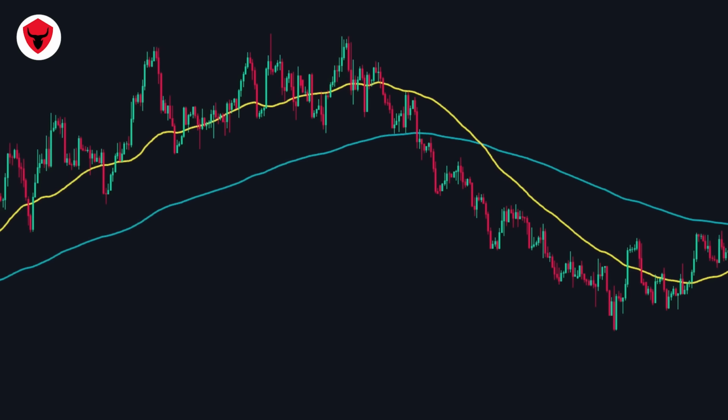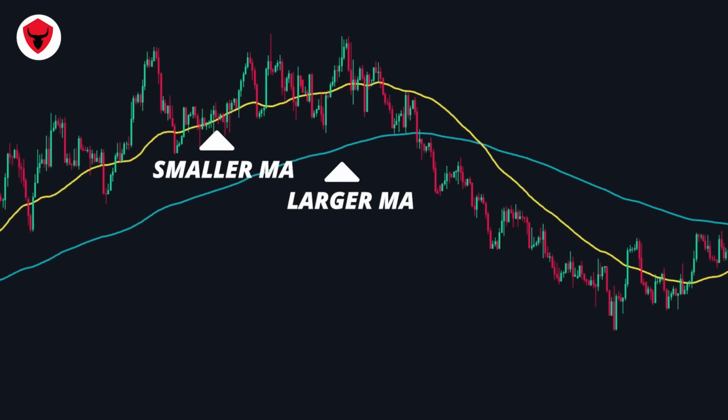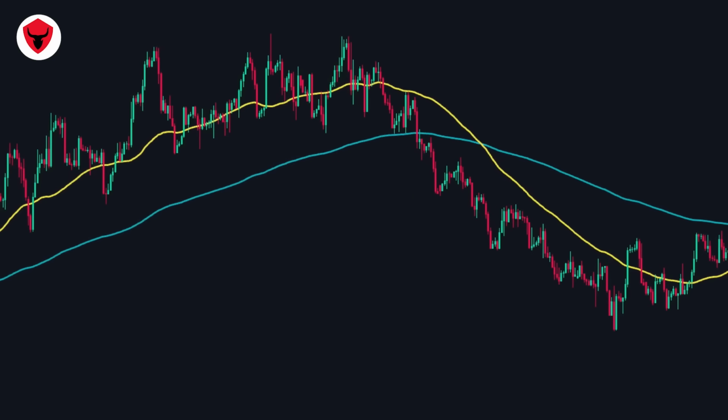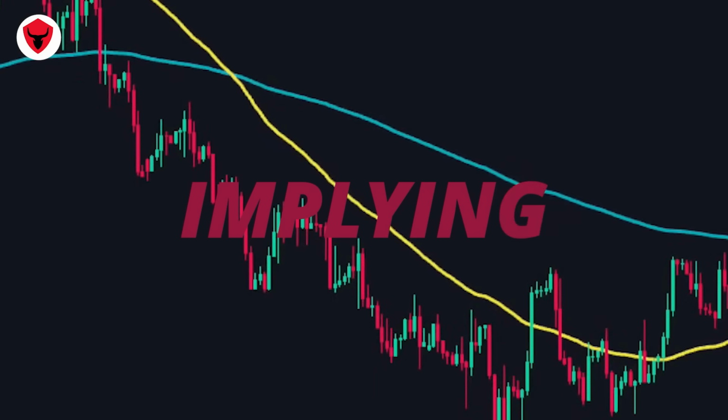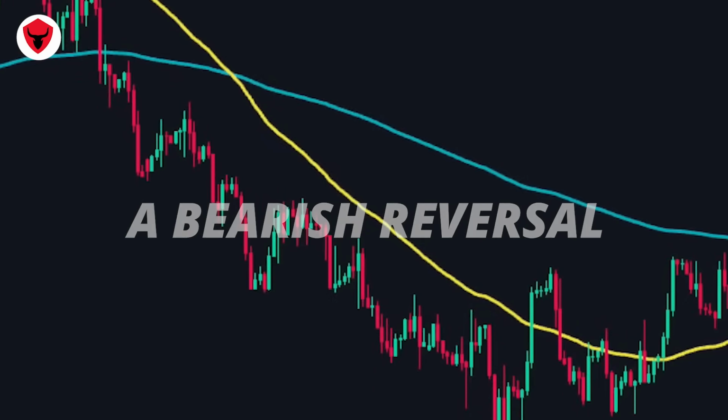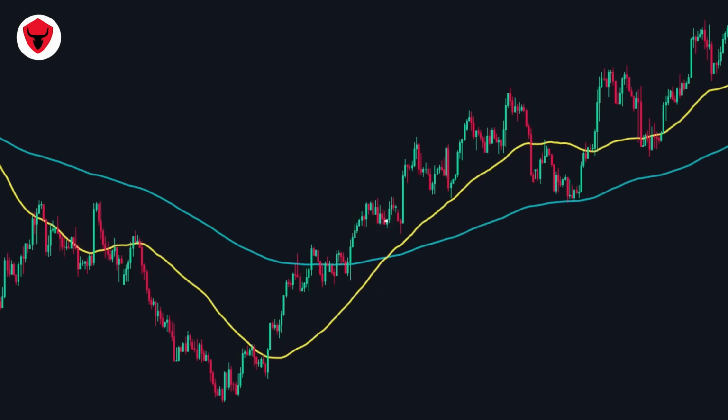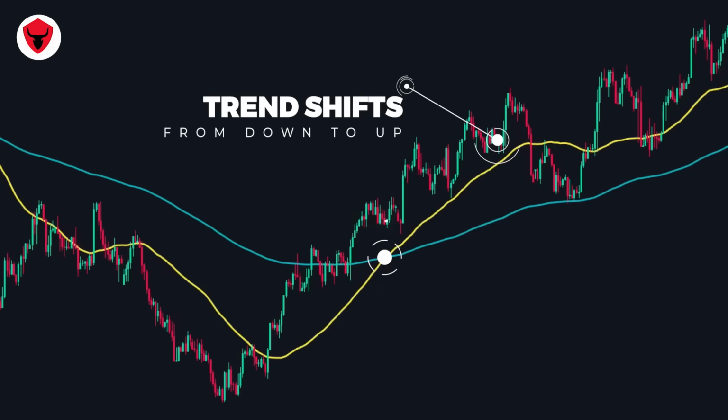Previously, we learned that in an uptrend, the smaller MA is higher than the larger MA, and in a downtrend, the smaller MA is lower. Using the same approach, we can see that when the smaller MA crosses below the larger MA, it indicates a move from an uptrend to a downtrend, implying a bearish reversal. When the smaller MA crosses over the larger MA, the trend shifts from down to up, indicating a bullish reversal.